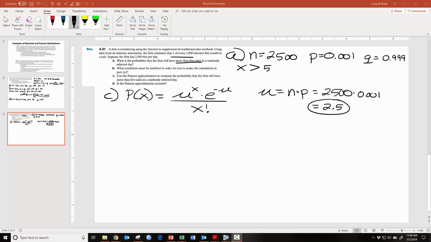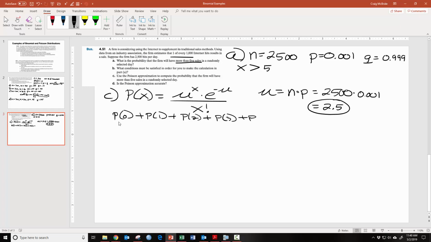Now, if we wanted to use the formula, just like with the binomial formula, you have to do them individually, right? So we would have to do the probability of 0 sales plus the probability of 1 plus the probability of 2, right? Plus the probability of 3. And we want for more than 5.